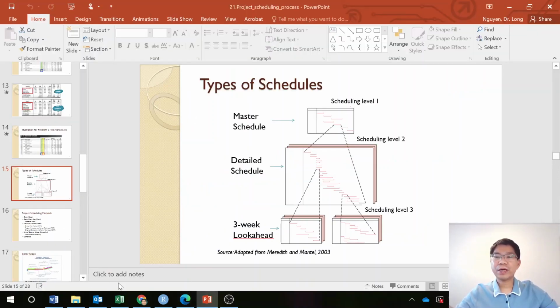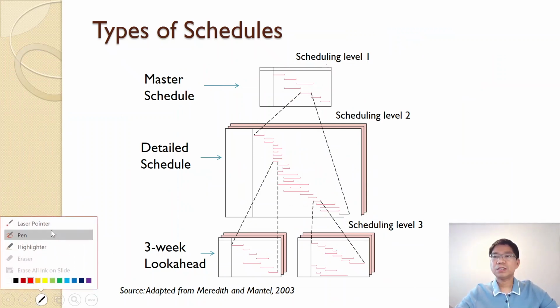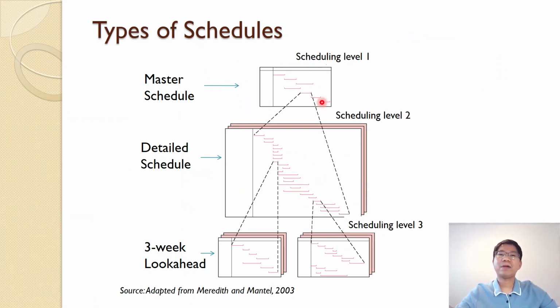So let's start with the types of schedule. In a typical project, the first is the master schedule, basically a summarized higher level schedule, which we call the master. And then for each of the high level activities in the master schedule, we can break it down further, and we call it the detailed schedule. And that is schedule level 2.